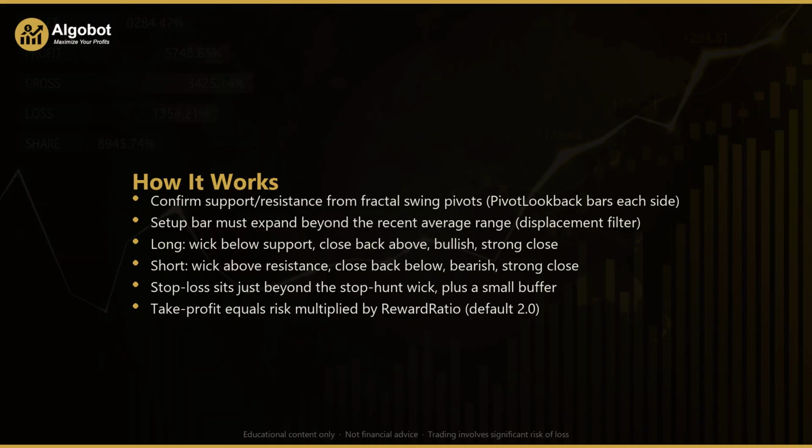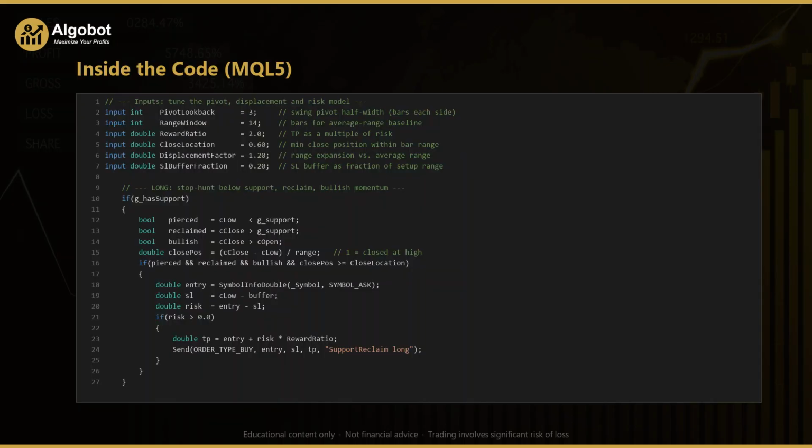The take profit is then a fixed multiple of that risk, controlled by the RewardRatio input, which defaults to 2. So a setup risking 20 pips would target 40. Everything is structure-based and fixed, with no moving stop or trailing logic to second-guess the original idea. Here's the heart of the code as it appears in MetaEditor.